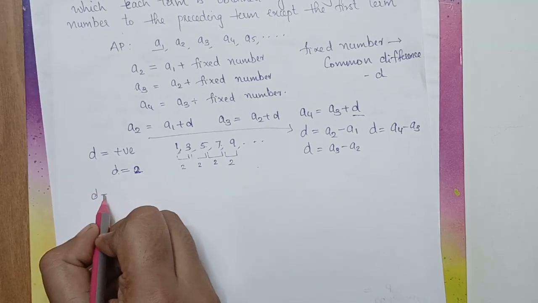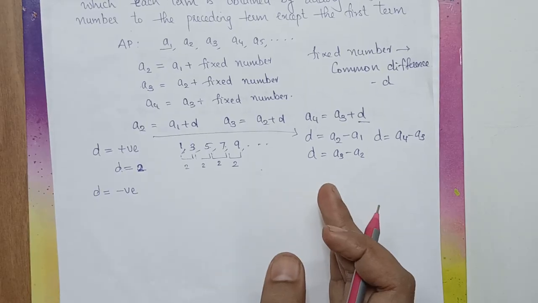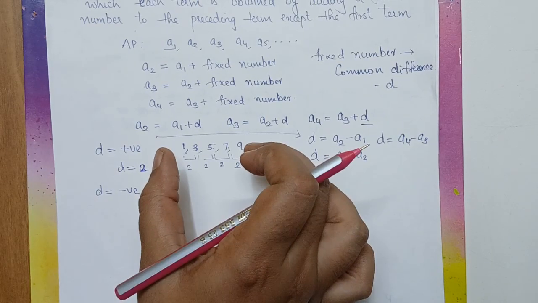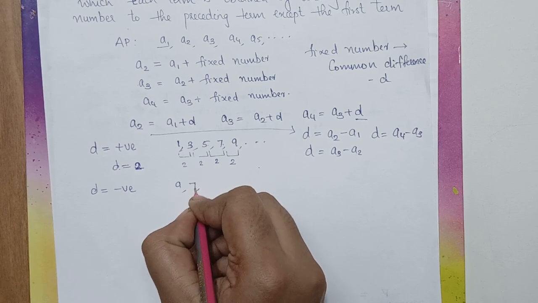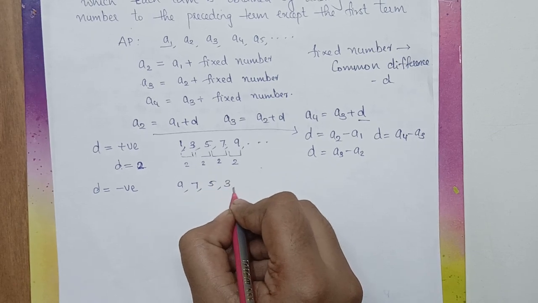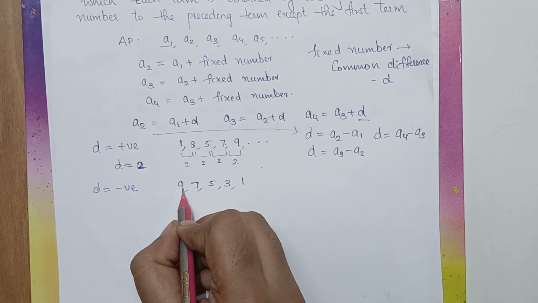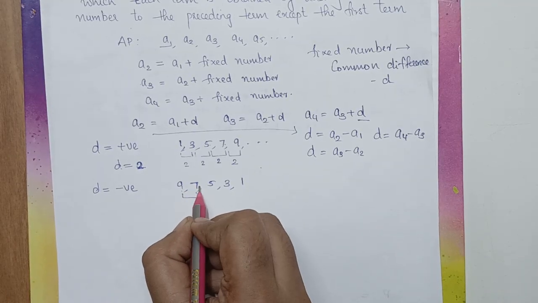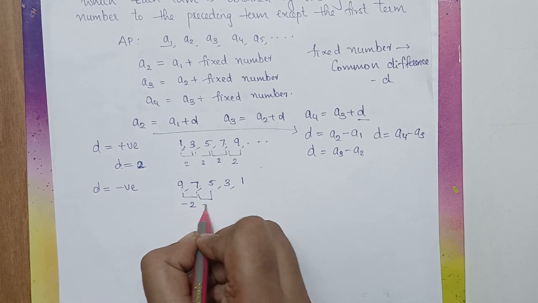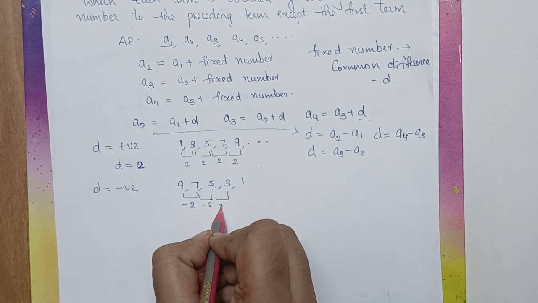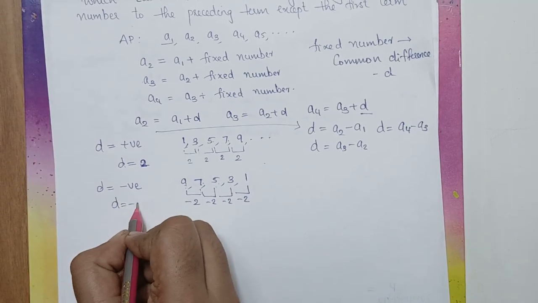Then if d is a negative value, I can use the list in reverse order. That is, I can put 9, 7, 5, 3 and 1. What is the difference? The difference is the second term minus the first term. So this will be 7 minus 9, which is minus 2. Then 5 minus 7 is minus 2, 3 minus 5 is minus 2, 1 minus 3 is minus 2. So here d is minus 2.